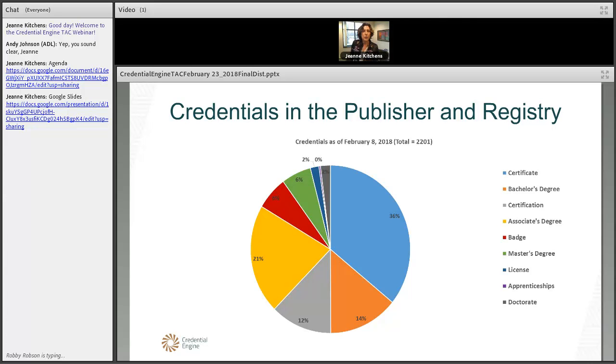And as always, you can see a breakdown of the types of credentials here to give you an idea of those who have set up an account in the Credential Engine account system, indicated they want to publish, and have been given access to publish. We can get a good idea of what they're publishing here.